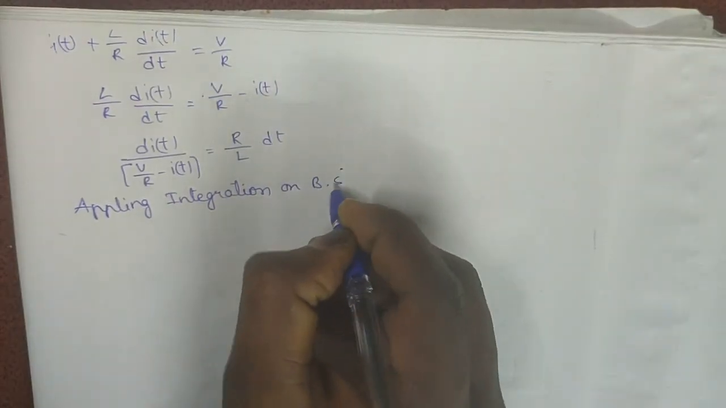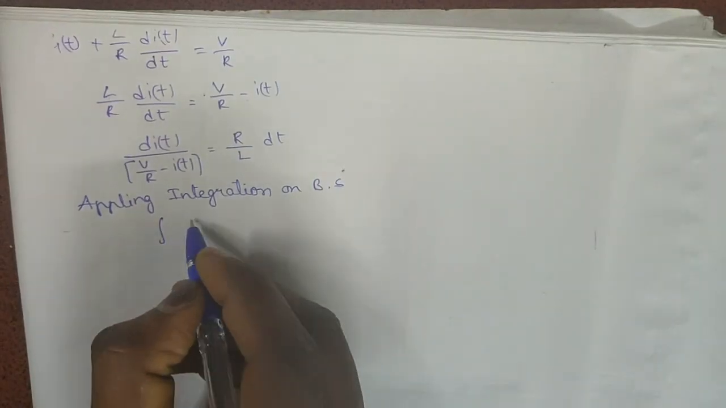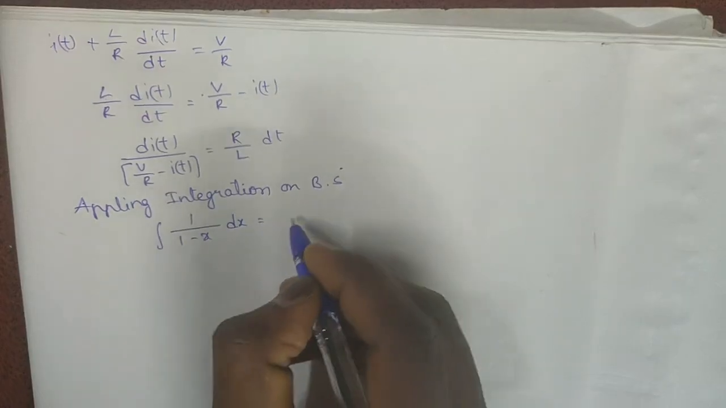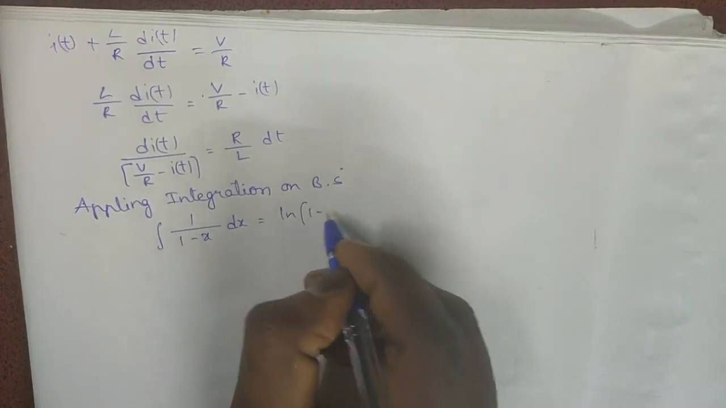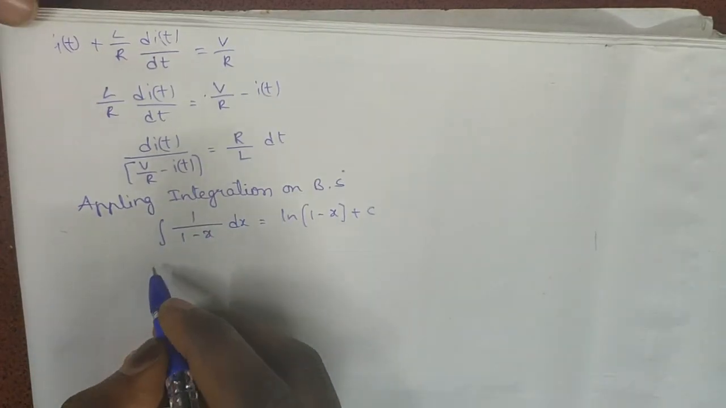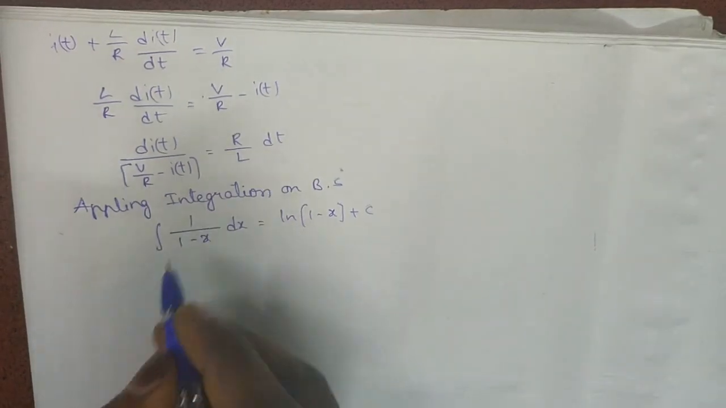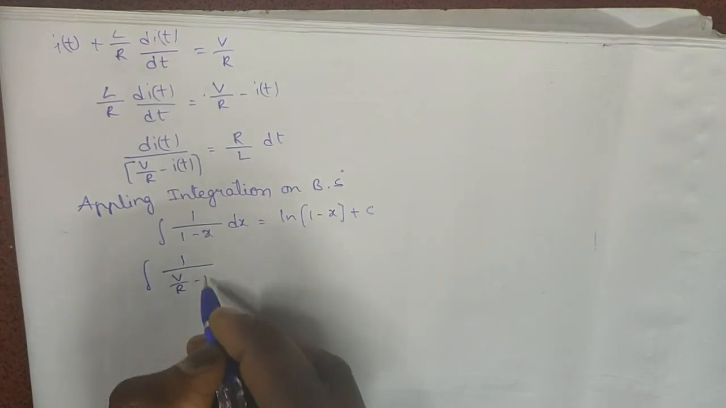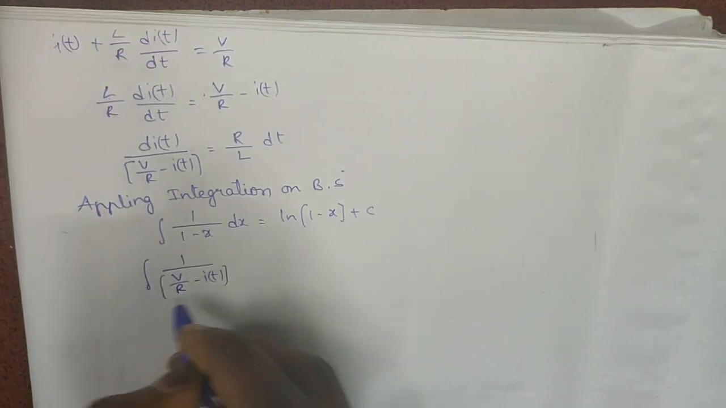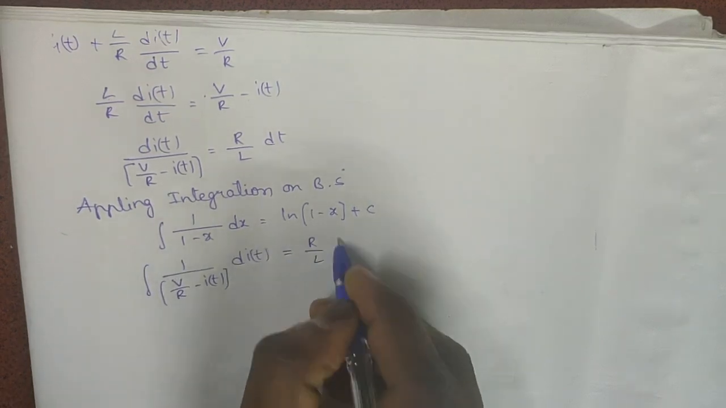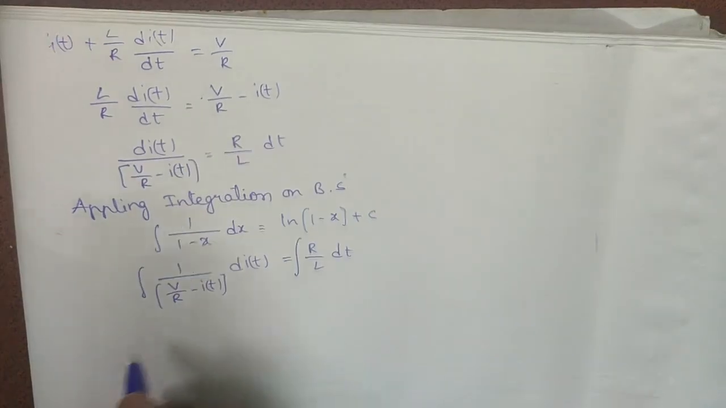on both sides, we have a standard formula that integration of 1 by 1 minus x dx is equal to ln of 1 minus x plus c. So with that formula we will apply the same integration here, integration 1 by V by R minus I of t, di of t is equal to R by L dt.